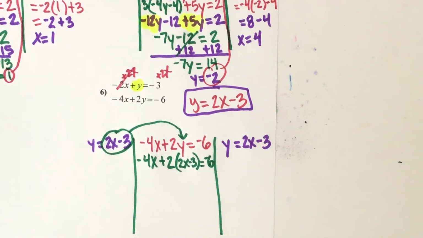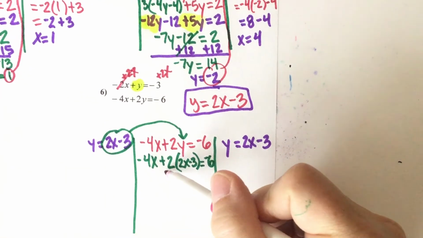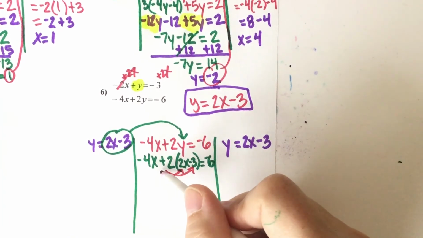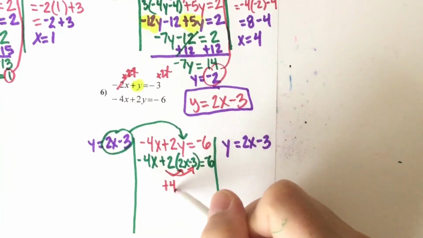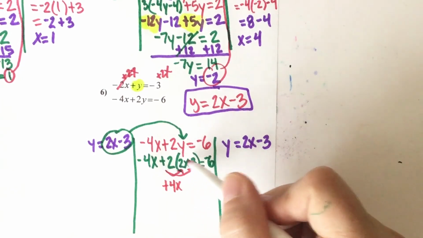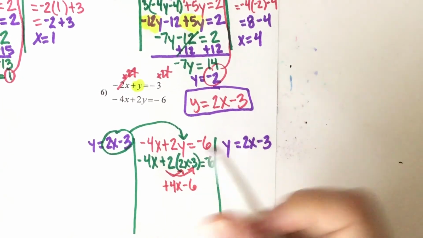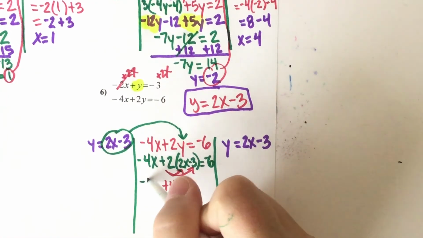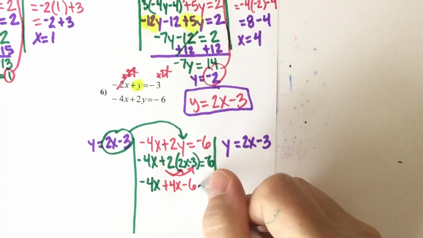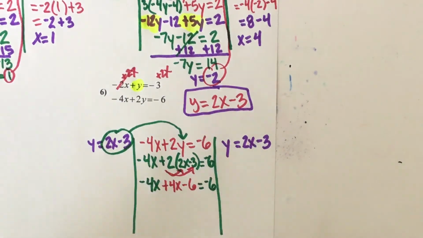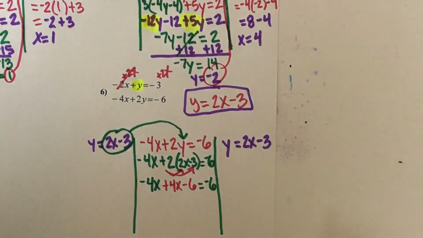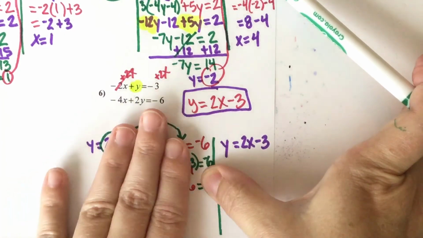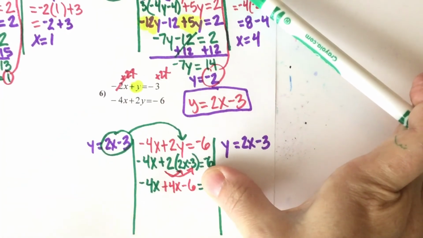Okay, at this point, I need to distribute. So I'm going to distribute the 2 times 2x and the 2 times negative 3. So 2 times 2x makes a positive 4x, and 2 times negative 3 makes negative 6. Now, this negative 4x that was on the left, I just bring it down, and this equals negative 6, I just bring that down. Okay, at this point, you're looking for like terms on the left side of the equals and then like terms on the right. And I have like terms on the left.